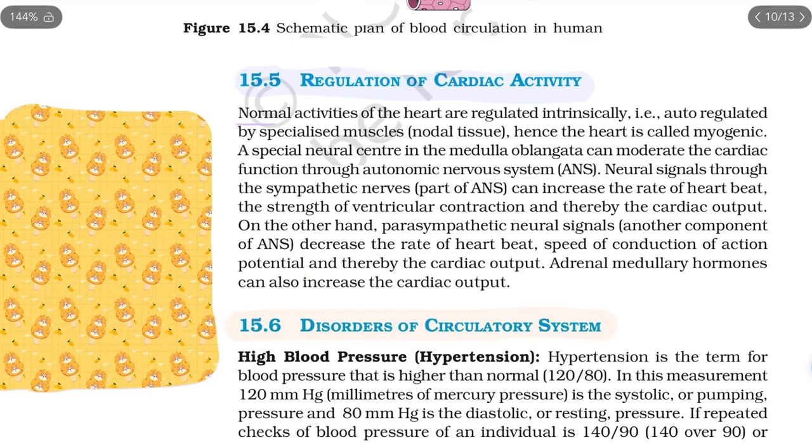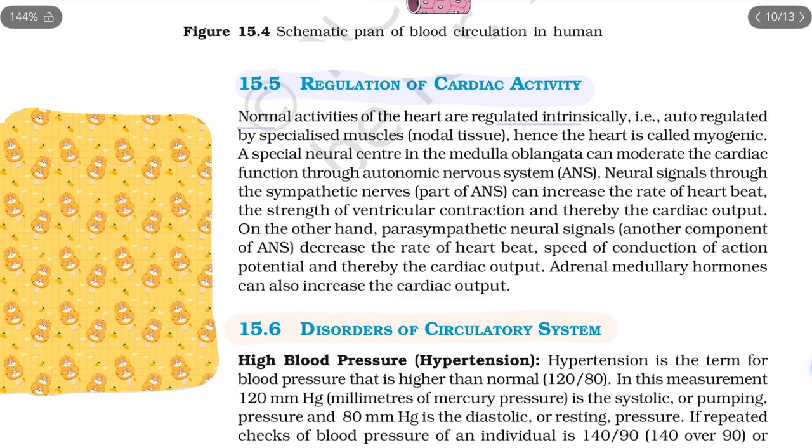Normal activities of the heart are regulated intrinsically. It means auto-regulated by specialized muscles, nodal tissue. Hence, the heart is called myogenic. A special neural center in the medulla oblongata can moderate the cardiac function through the autonomic nervous system, ANS.